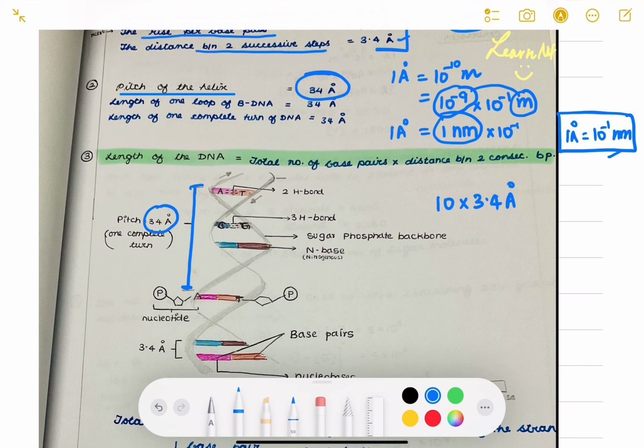So the pitch of the helix is 34 angstrom, or otherwise they could also tell you the length of one loop of B-DNA is equal to 34 angstrom, or the length of one complete turn is 34 angstrom. So this is the second concept, related to the pitch of the helix.